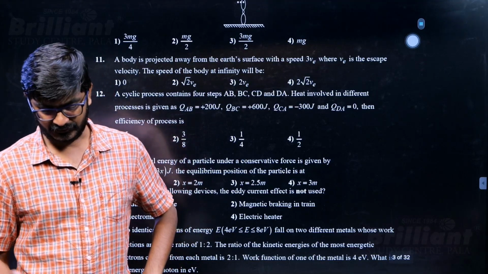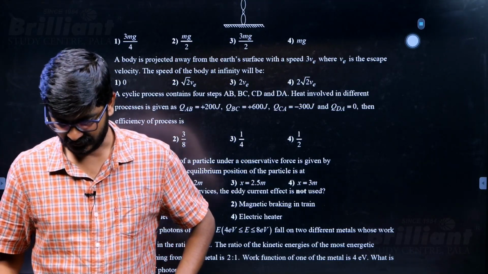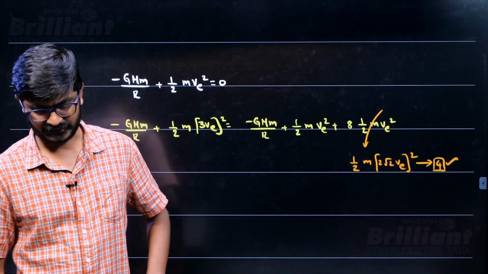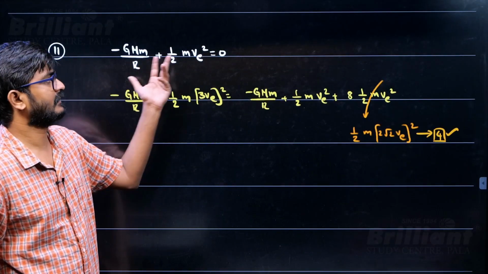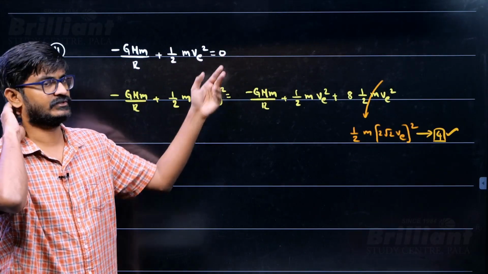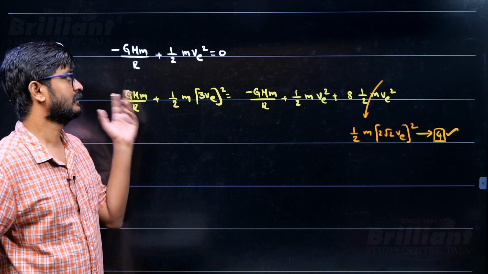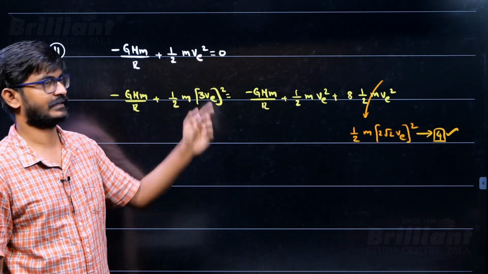A body is projected away from the Earth's surface with 3 times the escape velocity. The speed at infinity will be? See, what does escape velocity mean? There will be some potential energy. When you give kinetic energy, it has to reach infinity. If the total energy is 0, we call it the escape velocity.